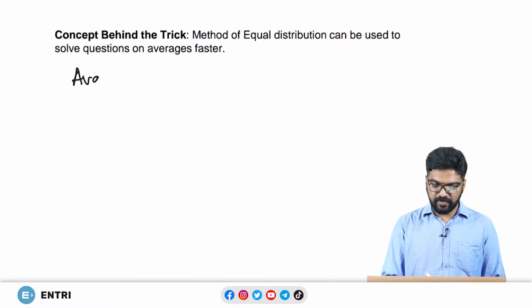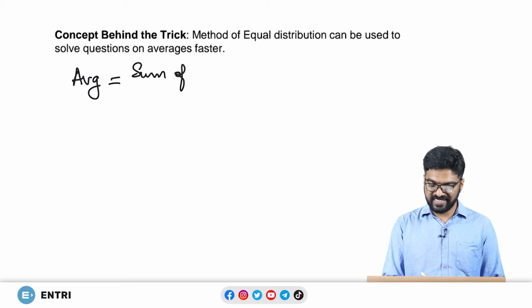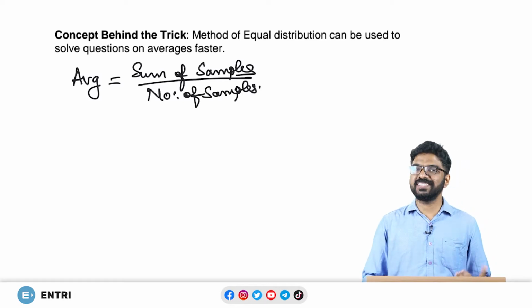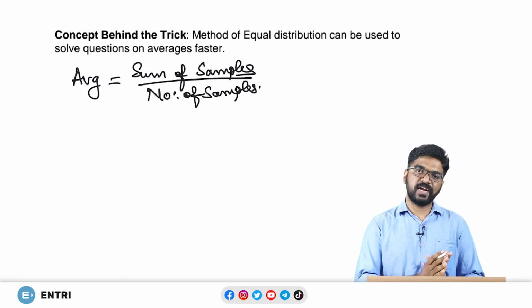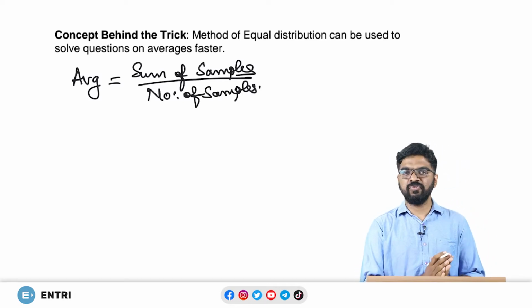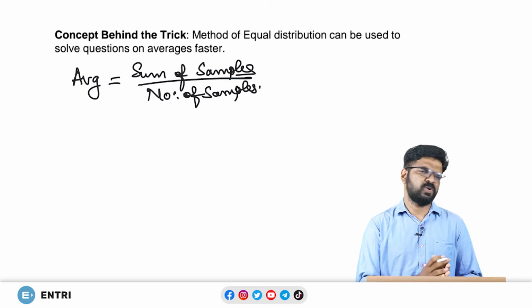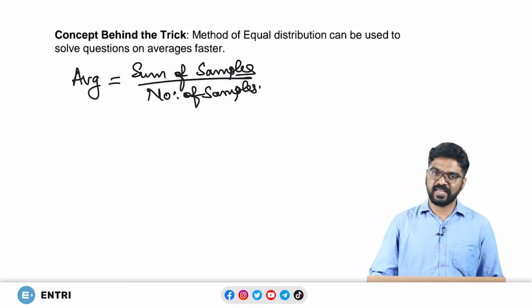So mathematically what we say is average is nothing but sum of samples divided by number of samples. So this is what we generally do. But there is another side to average. Average can be viewed as an equal distribution. So how is that possible? Let us look at an example.